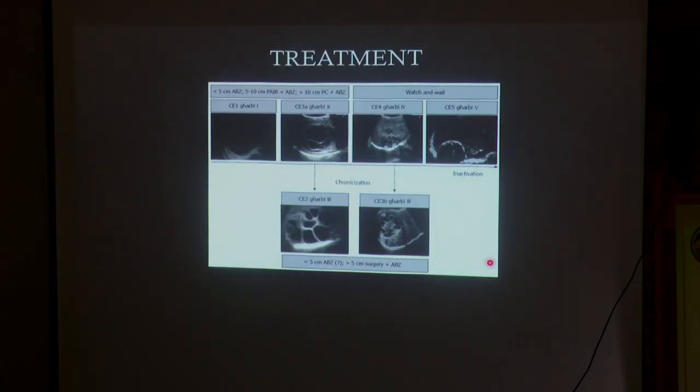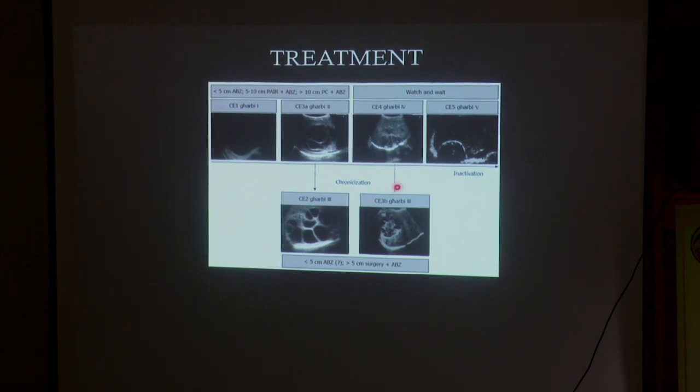Treatment is based predominantly on the classification. So how do you treat based on classification? CE1 and CE3A lesions, wherein there is a univesicular cyst or detached membranes without daughter vesicles, are treated based on the size of the cyst. If it is less than 5 cm, it is just managed by albendazole. If it is between 5 to 10 cm, it is predominantly managed by the PAIR technique, that is puncture, aspiration, injection of scolicidal agent, and reaspiration, along with albendazole. And if the size is more than 10 cm, it is treated by catheterization techniques and albendazole.